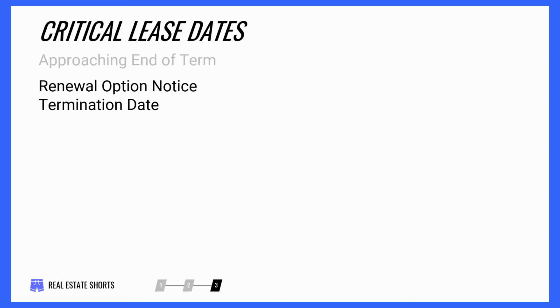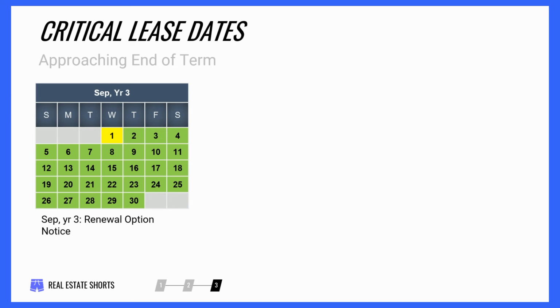The last two critical lease dates are those that happen as you approach the end of the lease term. So, does the tenant have the right or the option to renew or extend their lease? And then finally is the date of termination or expiration itself. So, maybe on September 3rd, in the third year, they have the option to renew. And if they do, then they can renew for a certain amount of time. The renewal option is explicitly defined within the lease, and they'll typically have to give notice within a certain amount of time. So maybe 3 months out or 4 months out of the expiration of their lease, they'd have to give you, the owner, notice that they intend to renew or extend.